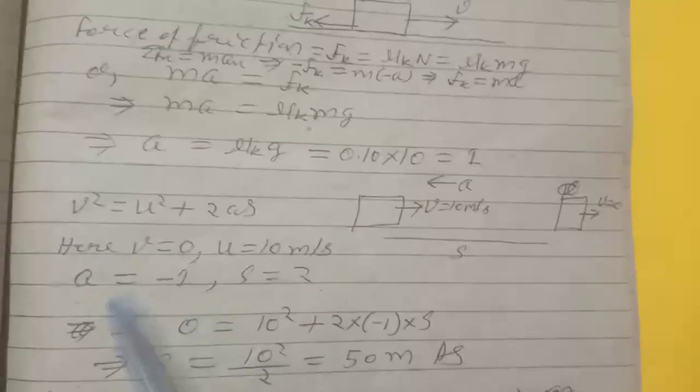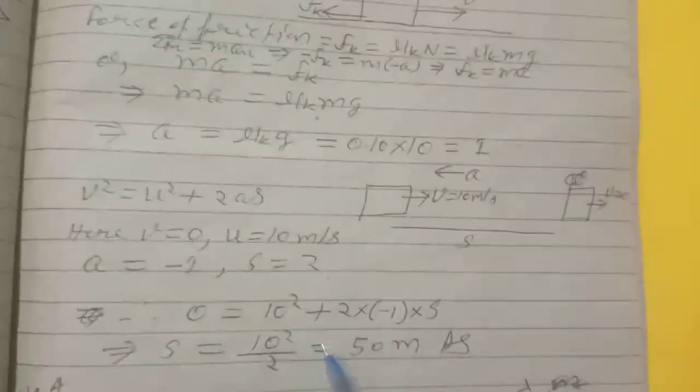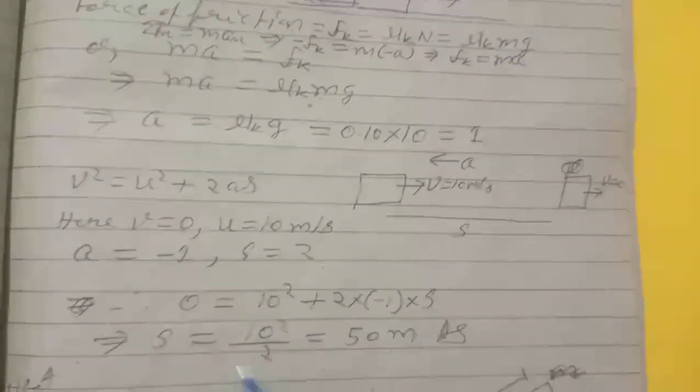So using these values in this formula, 0 equals 10 square plus 2 into minus 1 into s, and this gives s equal to 10 square by 2 equal to 50 meter. Answer.